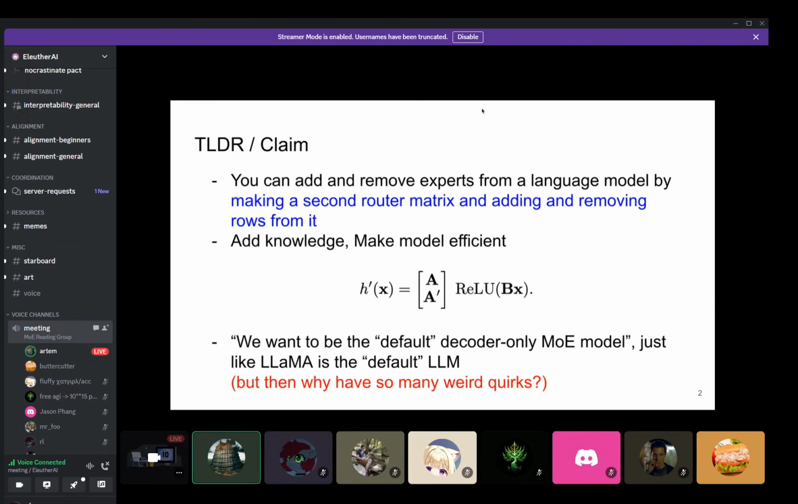The TLDR is basically, ModuleFormer lets you add or remove experts from an MoE after training it by doing a separate fine-tuning step on some domain-specific data.